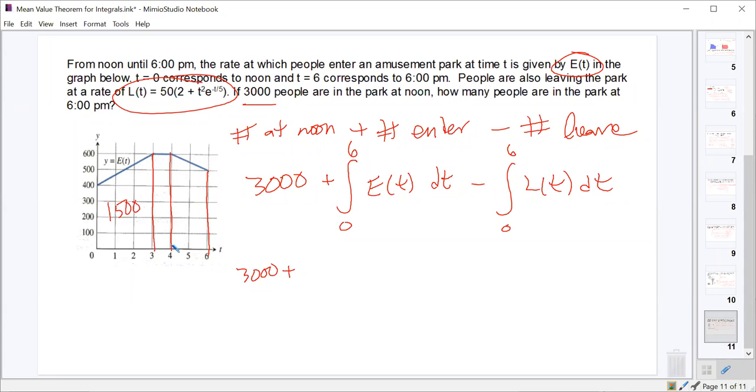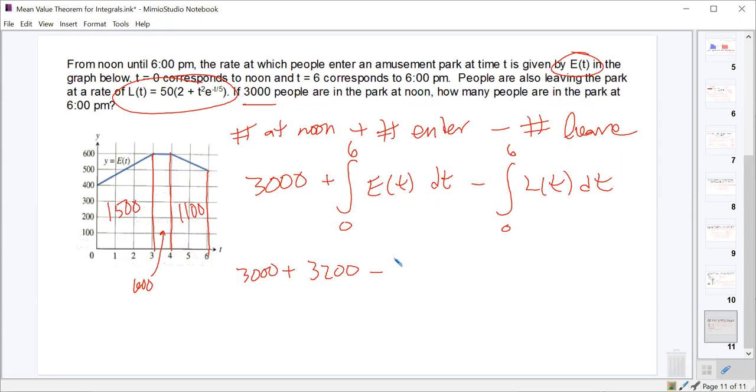Then this little rectangle has a height of 600 and a width of 1, so that's 600. And this trapezoid has two bases, 600 and 500, divided by 2, and then times the height of 2, which gives us 1,100. Everybody agree with that? Add those three together, that's 3,200.